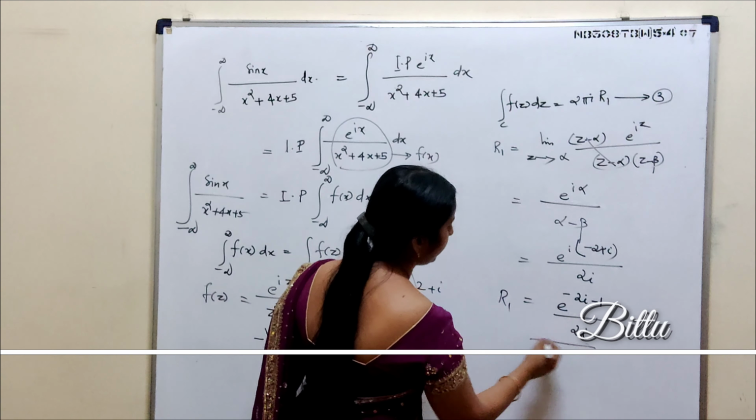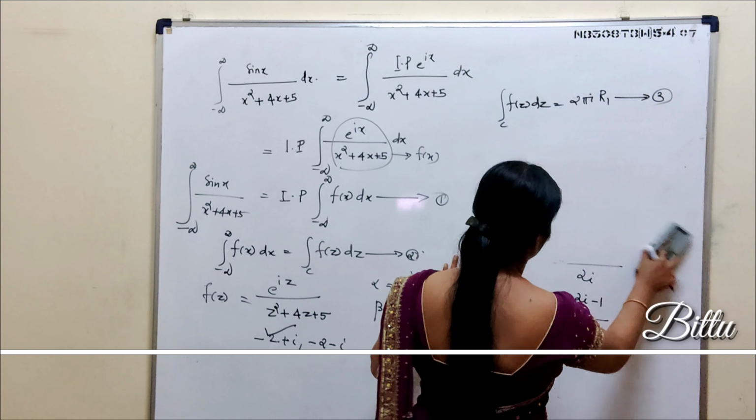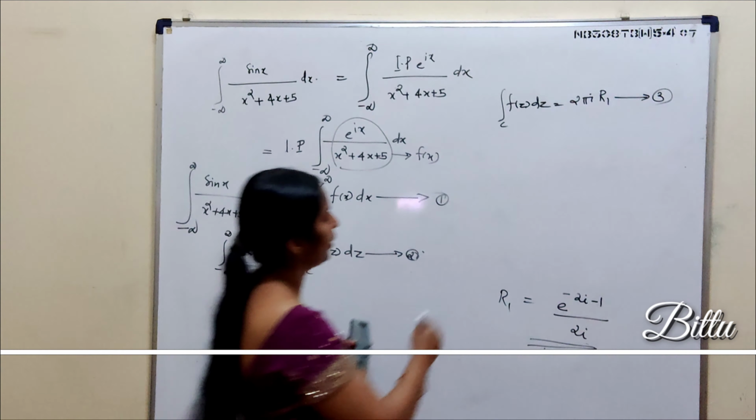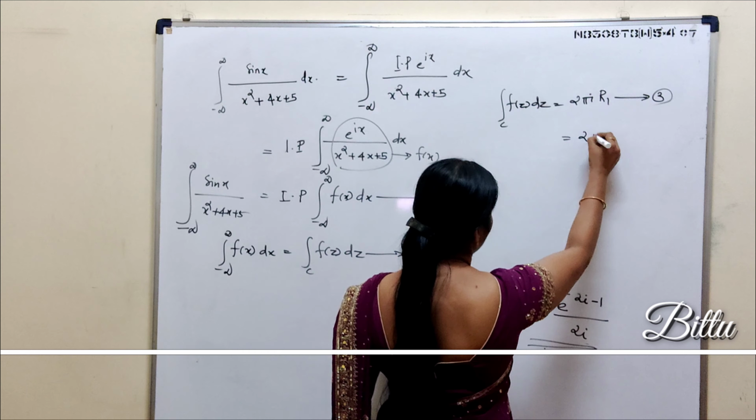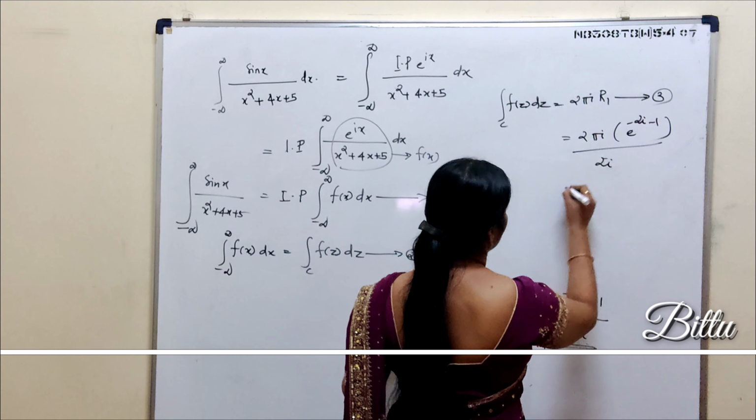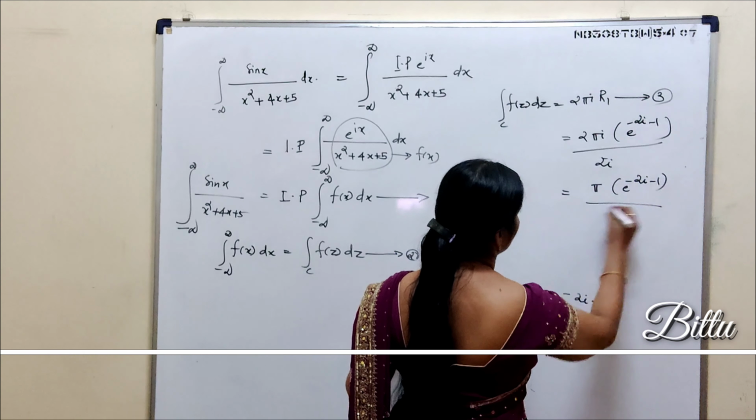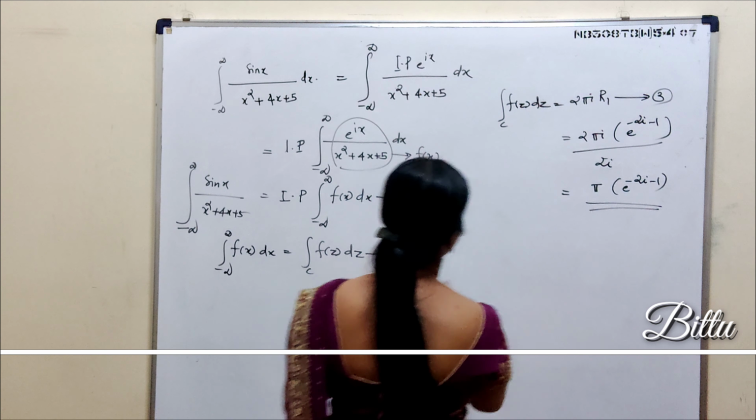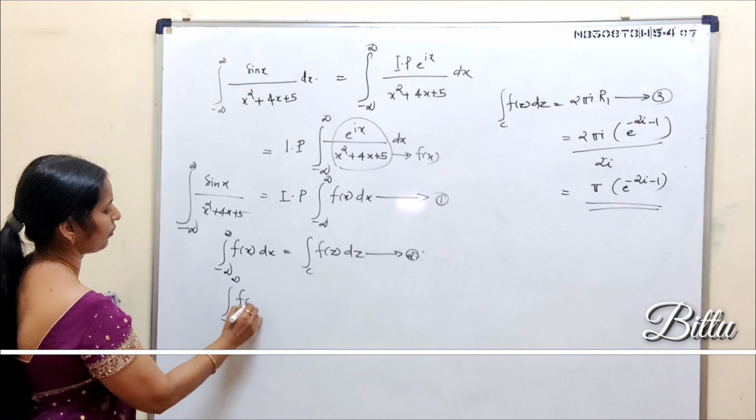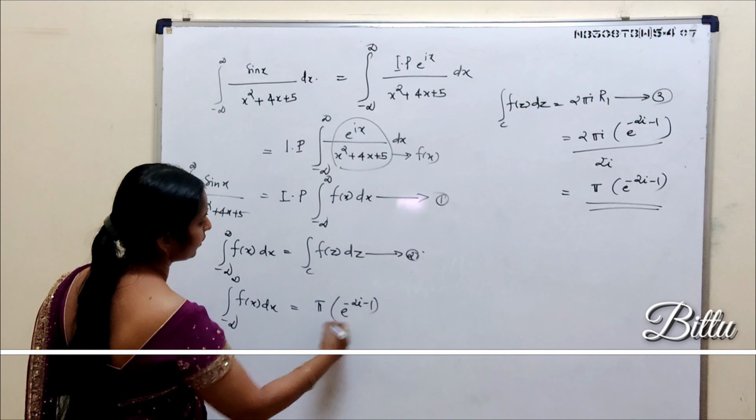We have R1 equal to this. You put R1 in equation number 3. It is 2 pi i into e raised to minus 2i minus 1 divided by 2i. It is pi e raised to minus 2i minus 1. You put this in equation number 2. We have integral from minus infinity to infinity f(x) dx is pi e raised to minus 2i minus 1.